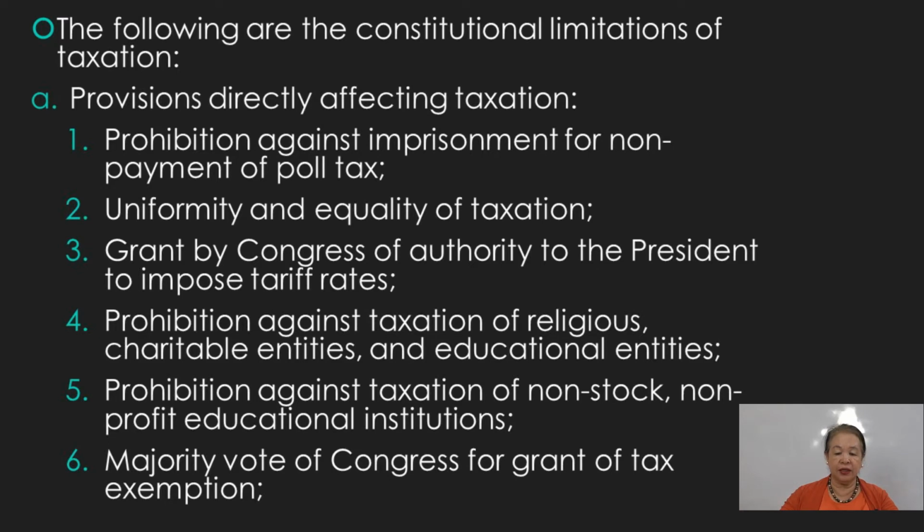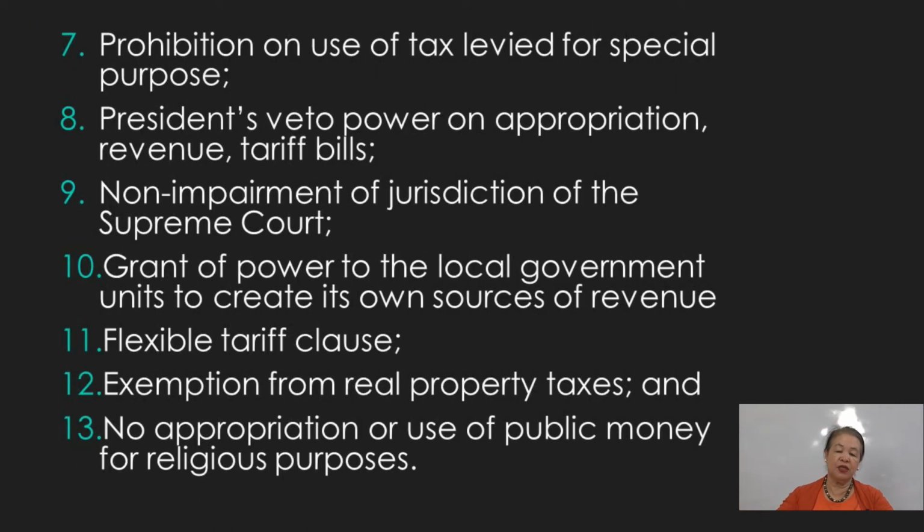Provisions directly affecting taxations are: number 1, prohibitions against imprisonment for non-payment of poll tax. Number 2, uniformity and equality of taxation. Number 3, grant by Congress of authority to the President to impose tariff rates. Number 4, prohibition against taxation of religious, charitable entities and educational entities. 5, prohibition against taxation of non-stock, non-profit educational institutions. Number 6, majority vote of Congress for grant of tax exemptions. Number 7, prohibition on use of tax levied for special purpose.